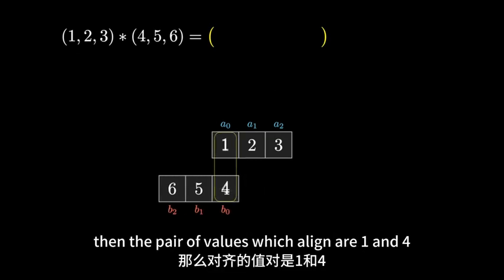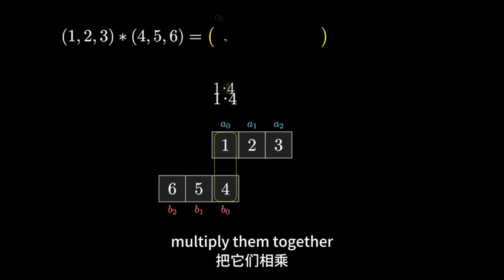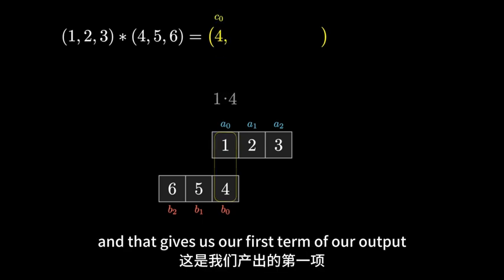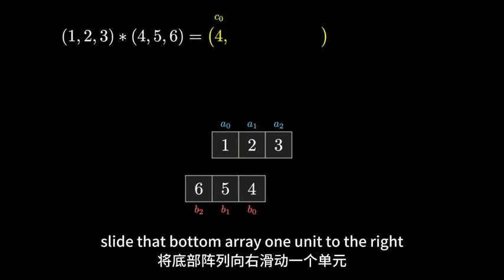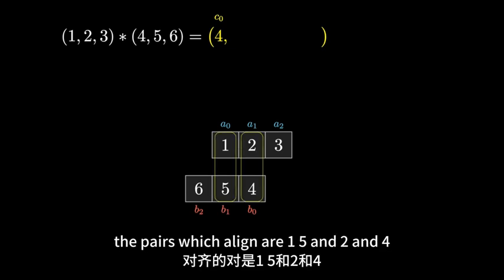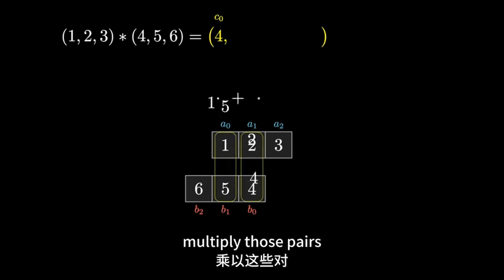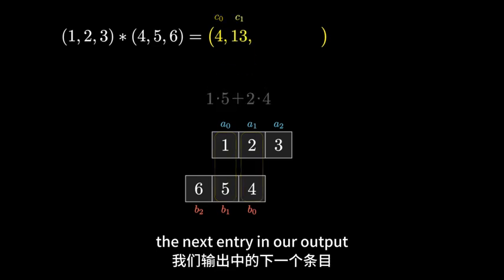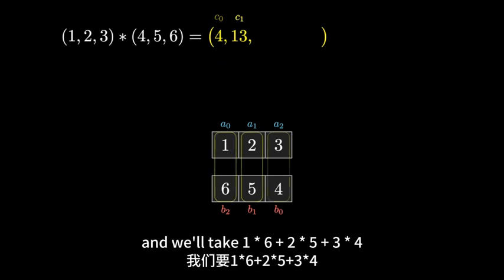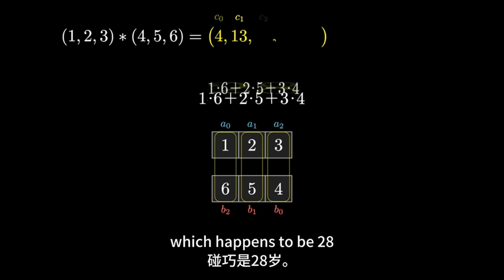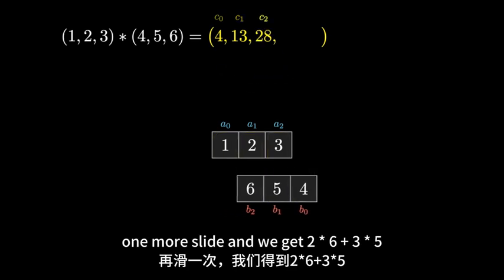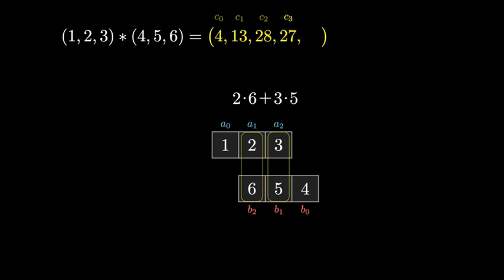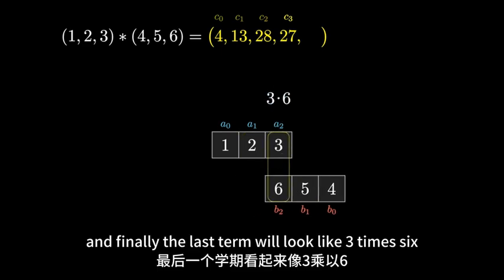Then the pair of values which align are 1 and 4, multiply them together, and that gives us our first term of our output. Slide that bottom array 1 unit to the right, the pairs which align are 1 and 5 and 2 and 4, multiply those pairs, add them together, and that gives us 13, the next entry in our output. Slide things over once more, and we'll take 1 times 6 plus 2 times 5 plus 3 times 4, which happens to be 28. One more slide, and we get 2 times 6 plus 3 times 5, and that gives us 27. And finally, the last term will look like 3 times 6.